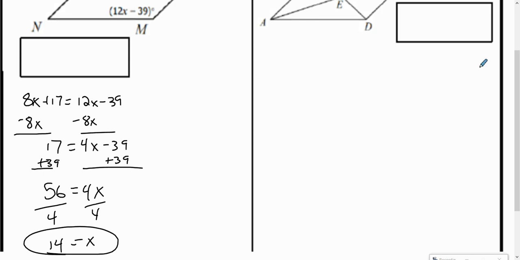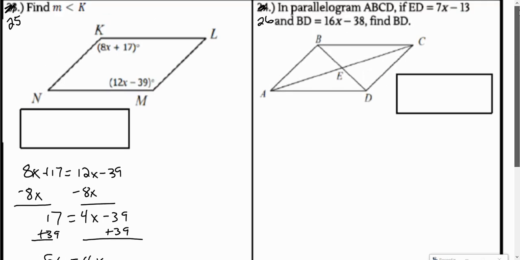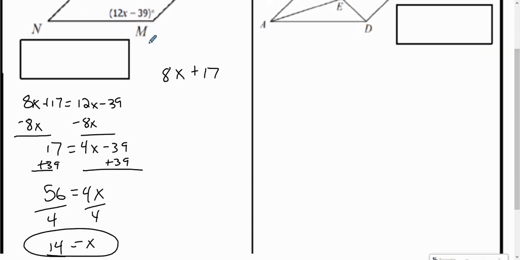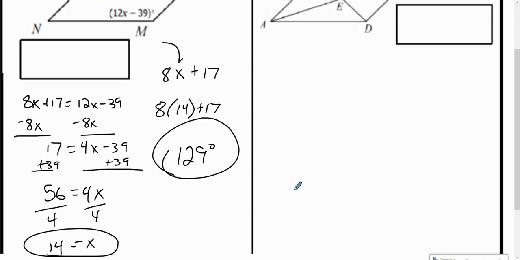So now that you have this, you have to look back at what the question is asking. It says angle K, which I know is 8x plus 17. I know my x is now 14, so I plug that in there. 8 times 14 plus 17. Pull my calculator out. 8 times 14 is 112 plus 17 is 129. So the missing angle is 129 degrees, and the x was 14.